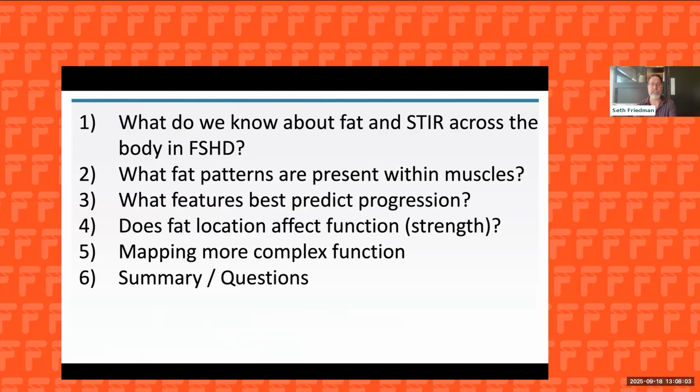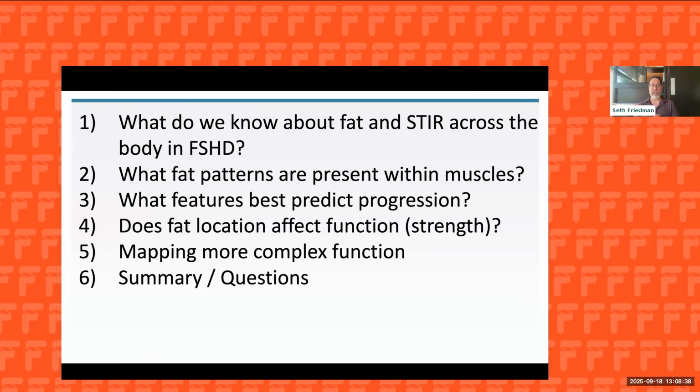So this is what I hope to cover today. I'm going to give you a good overview of what we know about fat and STIR in the body. Then we're going to talk about fat patterns within a muscle, these pixel maps. We're going to really hopefully clarify what predicts progression. So if you have a patient at baseline and you're trying to see where they're going to be in 1 year, what the strategies are for that. We're going to focus a little bit on whether fat location matters and how that could affect something like strength.